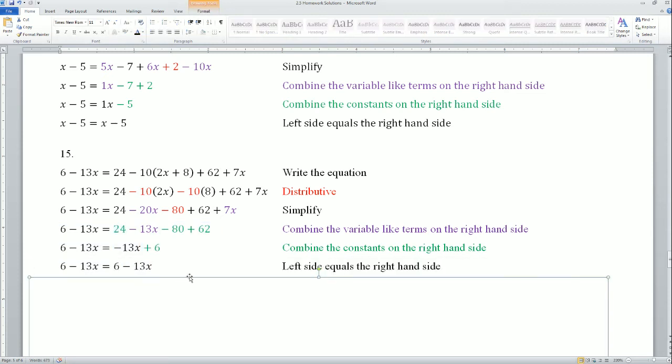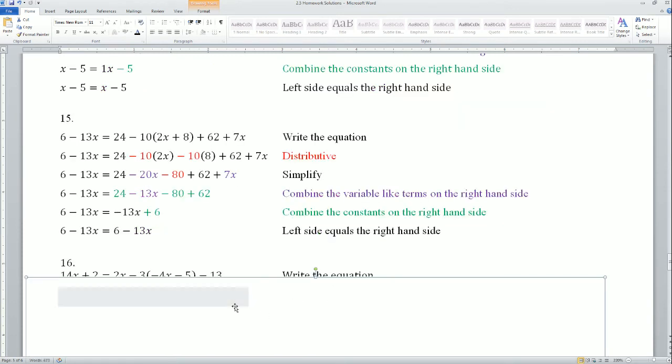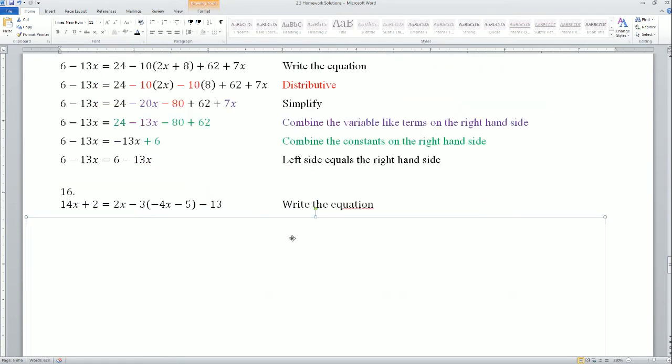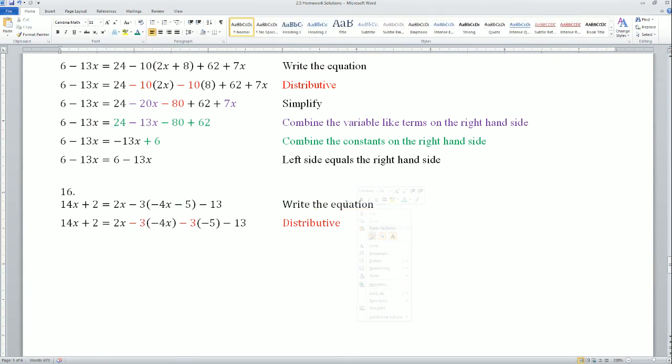Alright, the left hand side equals the right hand side. I just did some rearranging. Okay. Number 16, you write the equation like before. Alright, distributive step, -3 times -4x, and -3 times -5.